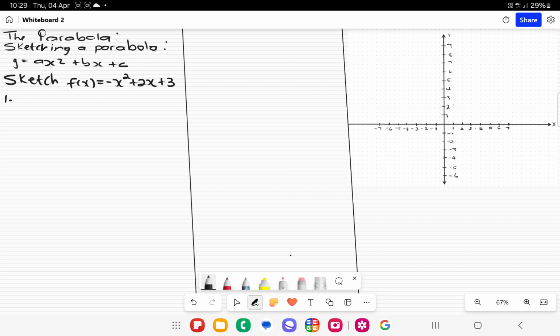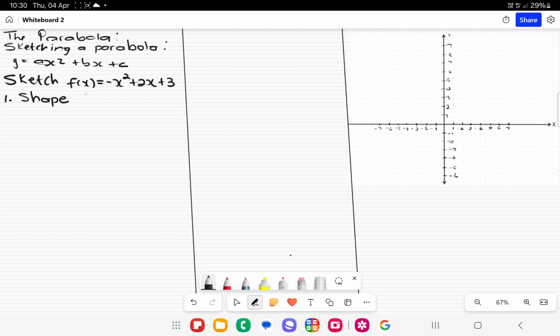We are going to learn how to sketch a parabola in the form y equals ax squared plus bx plus c, which is in standard form. For me to start drawing my parabola, I need several key points. The first thing I always do, I want the shape. Before I start anything, I want to know what my parabola will look like.